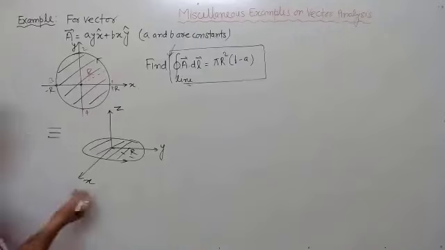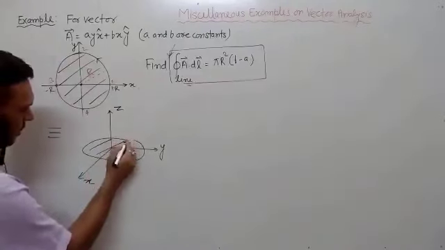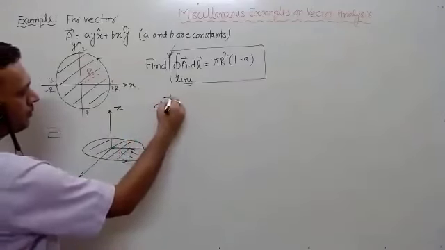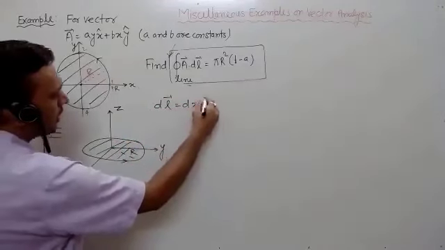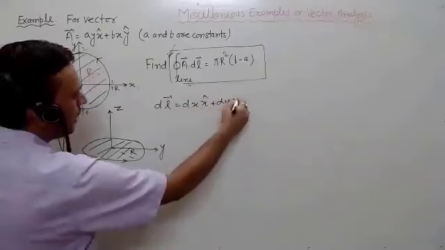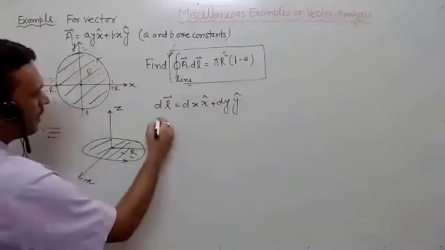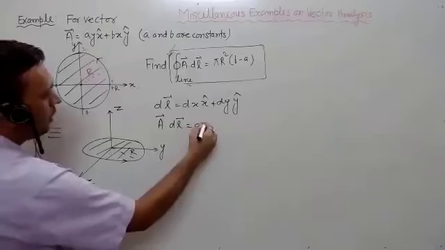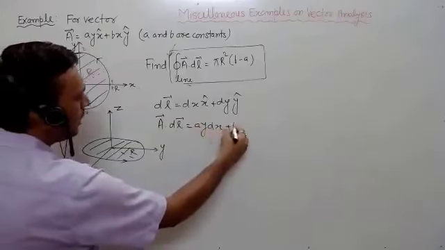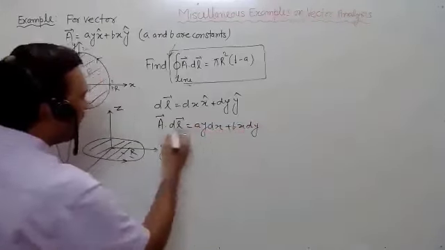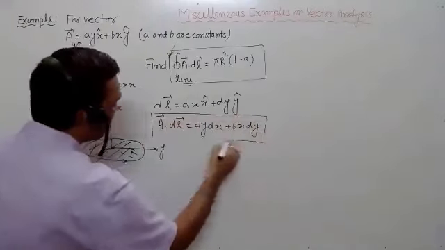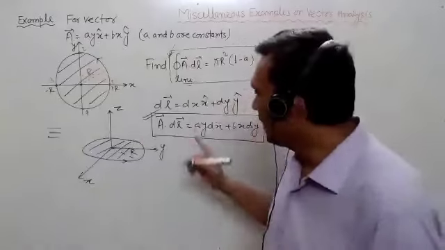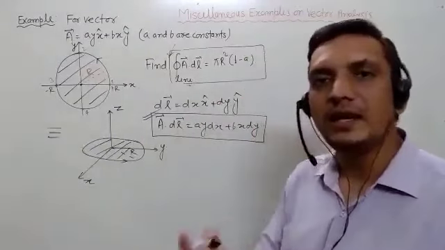So now you know it has cylindrical symmetry. First write down A dot dl. dl will be dx x cap plus dy y cap, and then A dot dl will be ay dx plus bx dy. So that you have to do in Cartesian coordinate. You can easily do this, but we can easily convert this in cylindrical coordinate.